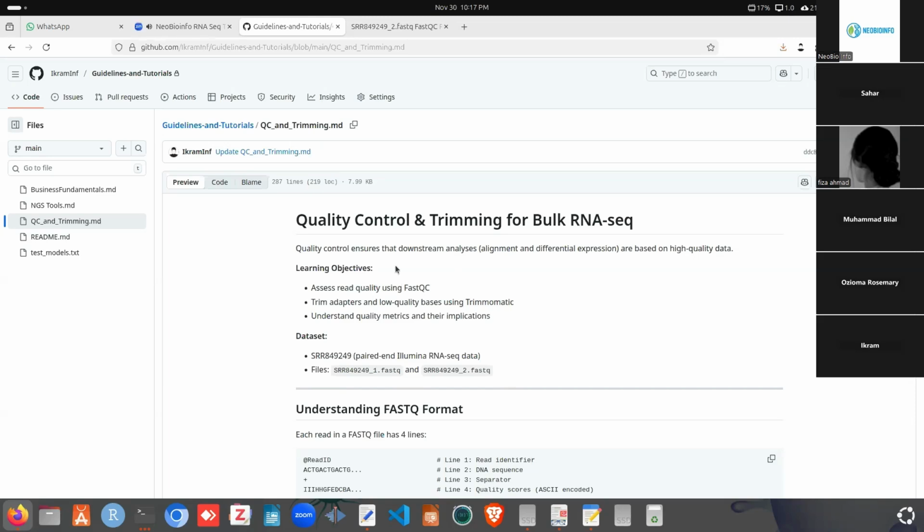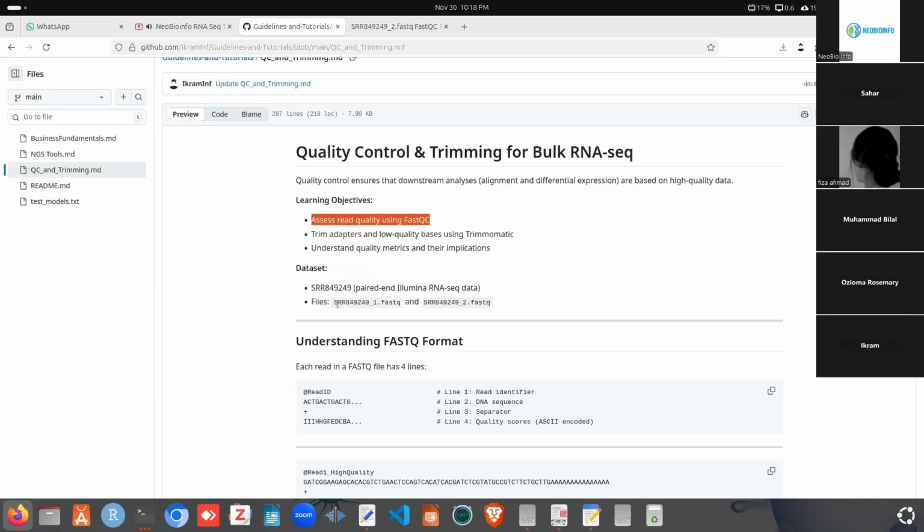So quality control ensures that our file does not have any low quality bases or adapter contents. These are the two main things: low quality bases and adapter contents. Today we will assess the read quality using the FastQC tool. Then we will trim our adapter contents and the low quality bases using Trimmomatic, and we will try to understand how this happens. I just told you we will use these two files, so we will conduct in single-end mode and also the paired-end mode.